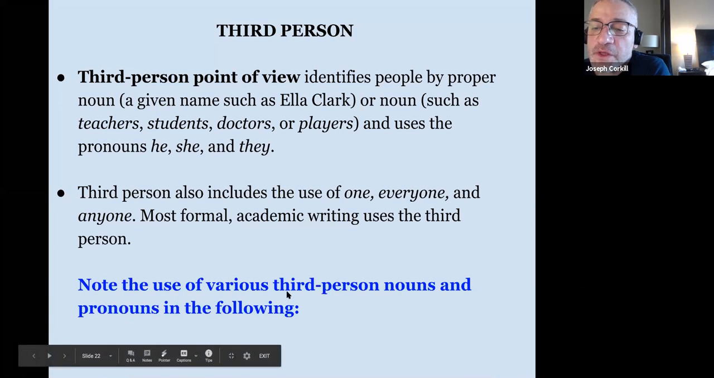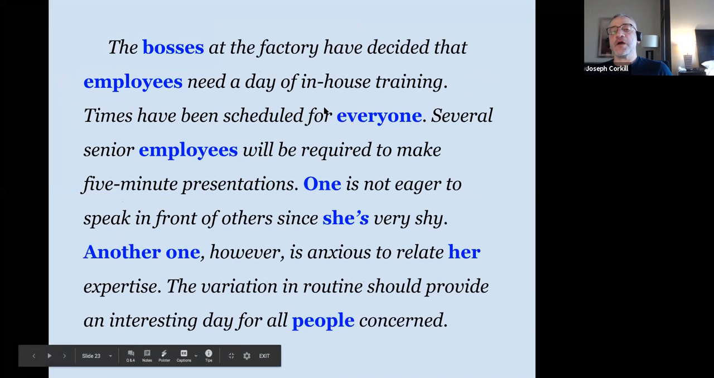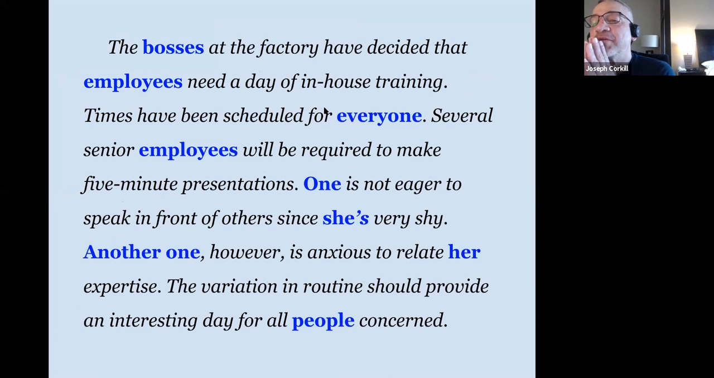Note the various third person nouns and pronouns in the following. The bosses at the factory had decided that employees need a day off in-house training. Times have been scheduled for everyone. Several senior employees will be required to make 5-minute presentations. One is not eager to speak in front of others since she's very shy. Another one, however, is anxious to relate her expertise. The variation in routine should provide an interesting day for all people concerned, right? Not one single you or yours or yourself.